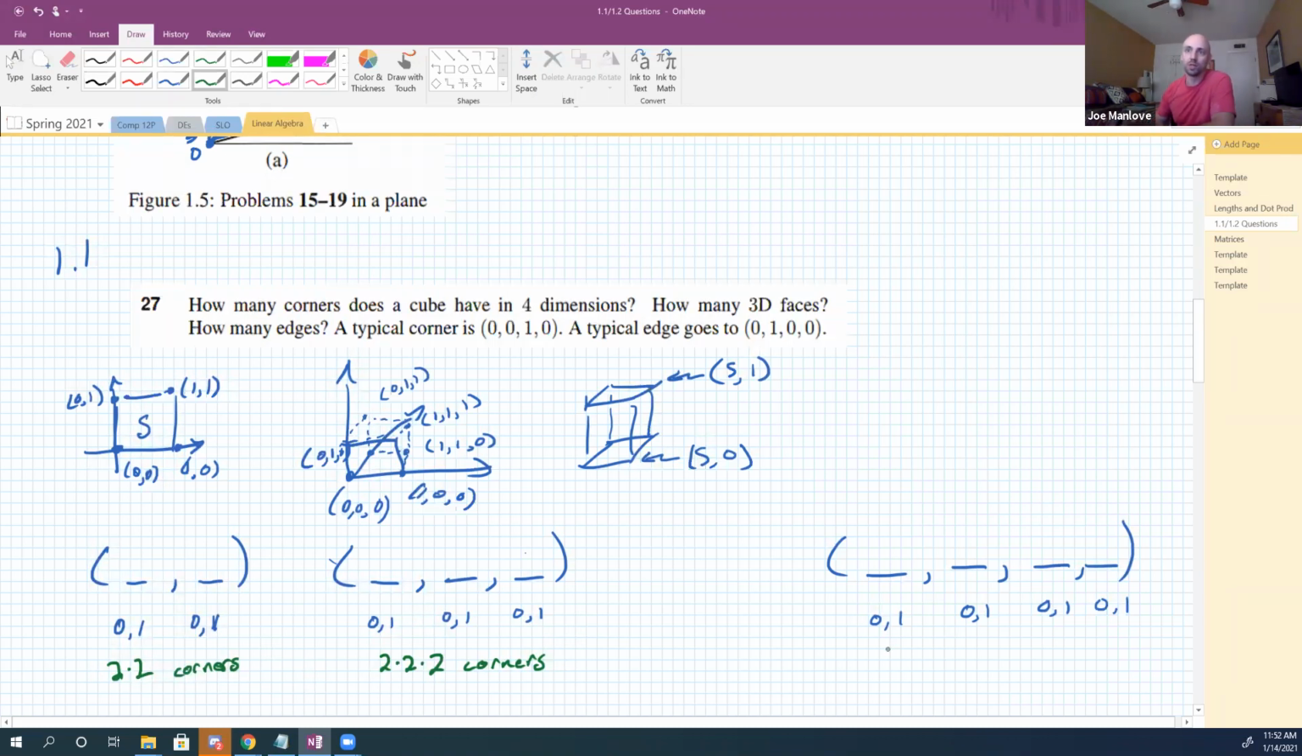All right, so I think this one's going to be 16 because it's 2 times 2 times 2 times 2 corners. If we had to make a conjecture for n space, what would it be?